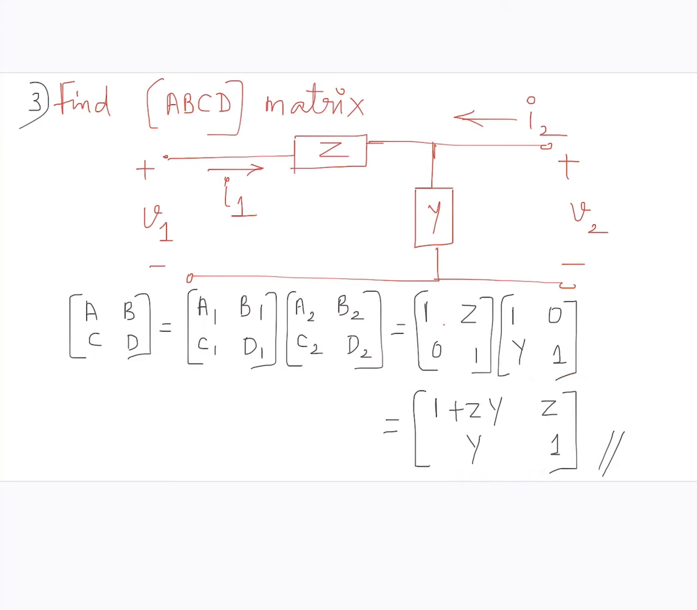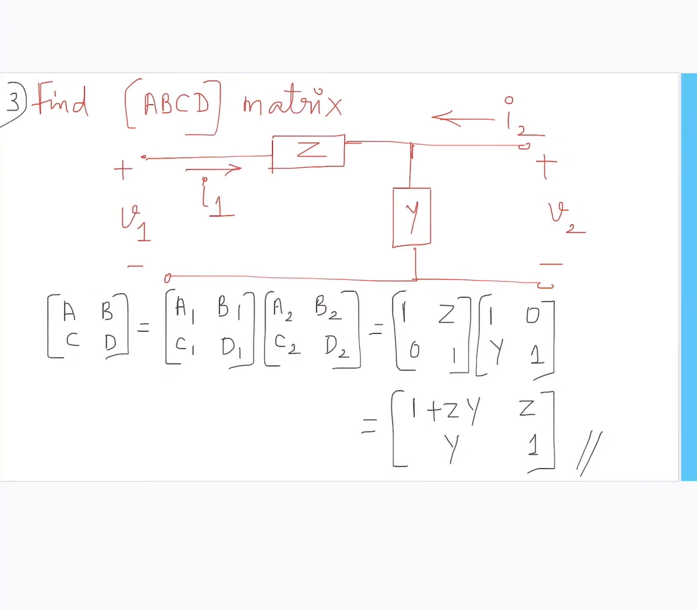So 1 plus Z into Y, plus 1 0 into Z. Matrix multiplication: 0 into 1 plus 1 into Y, so equal to Y, 0 plus 1. So this will be the final expression.